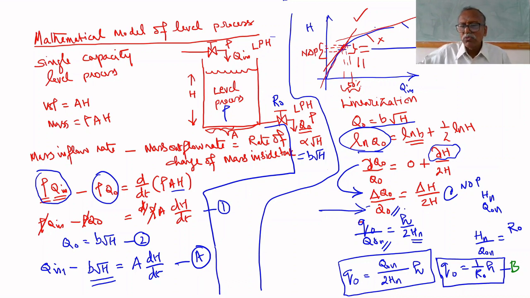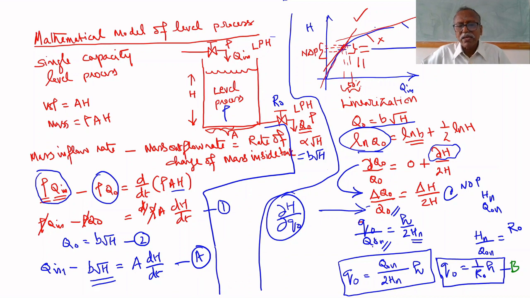delta Q naught by Q naught equals delta H by 2H. But delta Q naught can be called small q naught. This is true only at the nominal operating point. Already I told you that if you draw the tangent at different operating points, the slope is different. Actually, we are finding dou h by dou Q naught, which is the slope, and the slope is different at different operating points. That's why about the nominal operating point, it is true for small changes. That small change can be called small q naught.